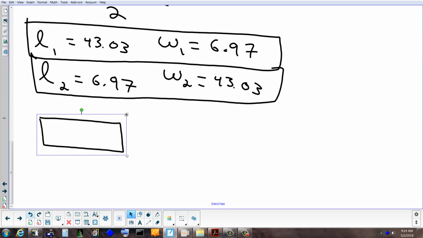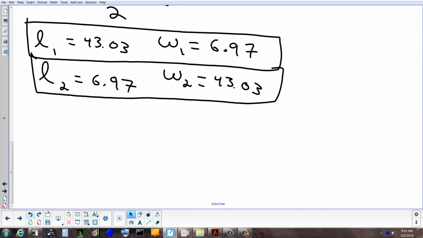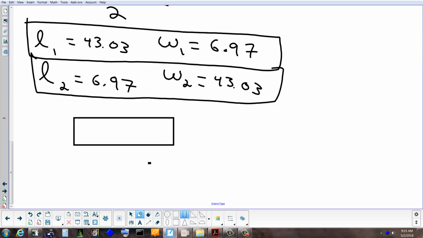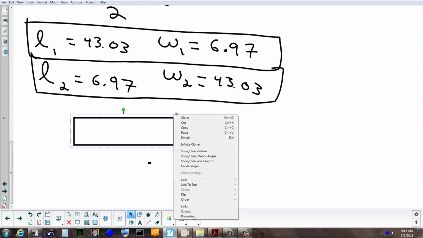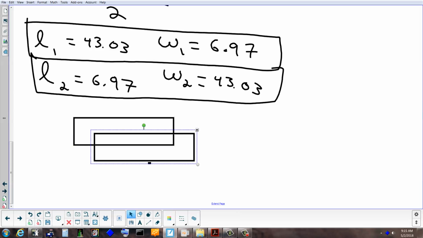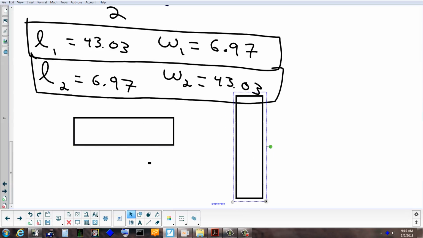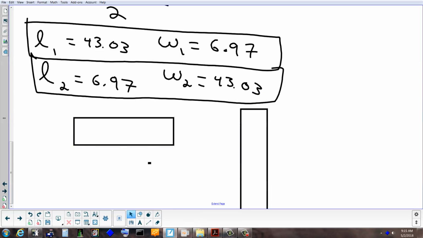Somehow I guess my rectangle's not that good. So let's use that. Okay, so there's one rectangle. The other rectangle is just this one rotated 90 degrees. And that's the other answer. So technically, are there 2 different rectangles? I guess there are 2, but they're congruent to each other.